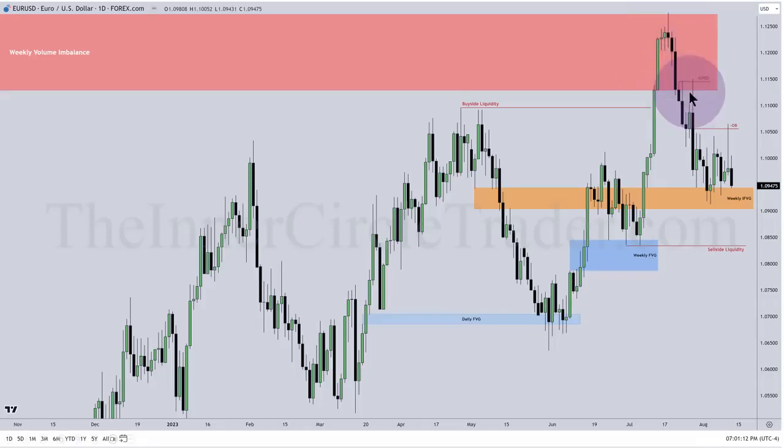Market trades up to here and here, both institutional order flow entry drills. Again, institutional order flow entry drills are trading into a fair value gap but not even to the midpoint, which is consequent encroachment.